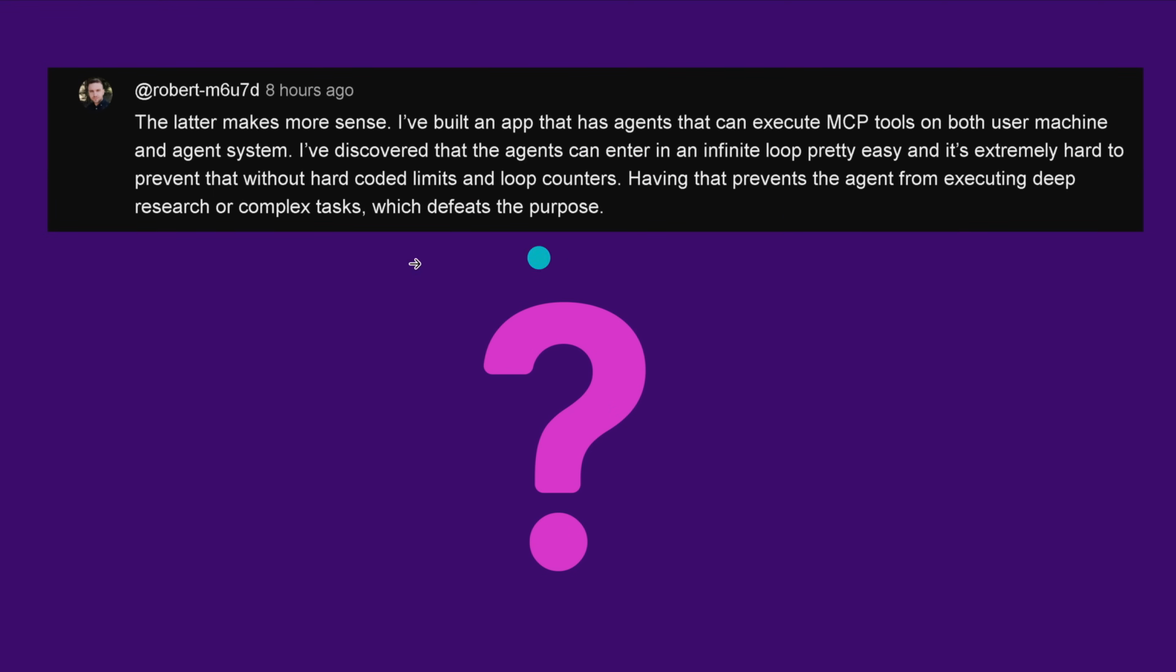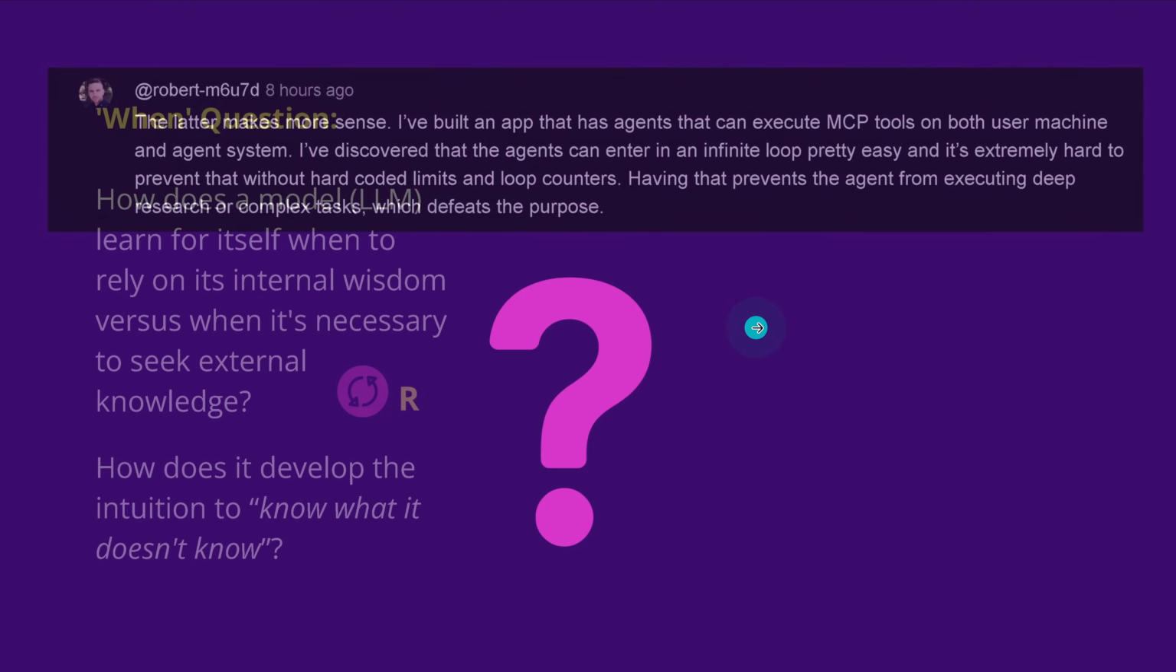Well, here one of my viewers who dared to comment here on any of my things, he had a beautiful comment. He said, look, I discovered that the agent can end an infinite loop pretty easy, MCP tools, and it's extremely hard to prevent that without hard-coded limits and loop counters. Having that prevents the agent from executing deep research or complex tasks, which defeats the purpose. What a beautiful statement, and he's absolutely right. And today we're gonna solve this problem.